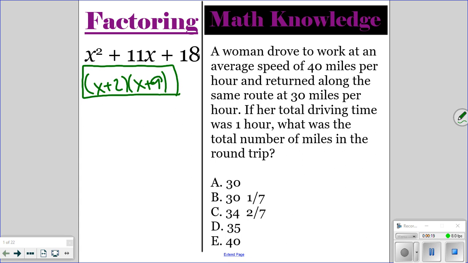We're looking for two numbers that multiply to give you 18 and add to give you 11. So those are the two numbers you would use.